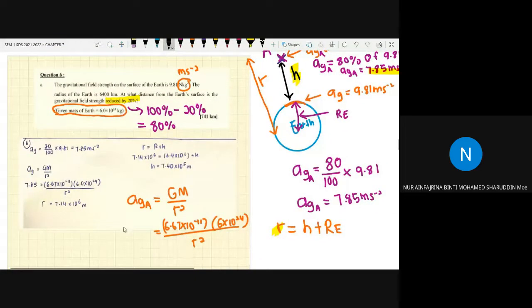Masukkan saja 7.85 dan awak akan dapat R awak, 7.14 times 10 to power 6 meter.